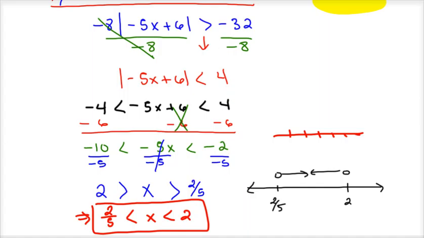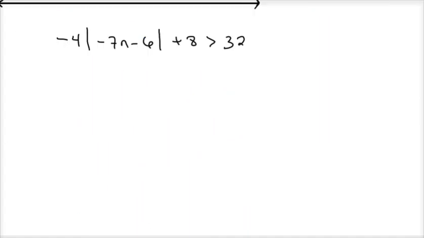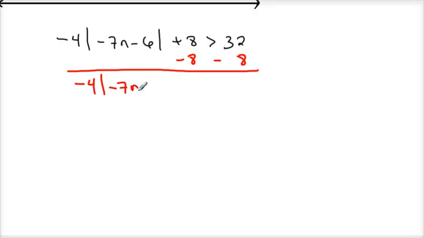All right, I believe I have one or two more examples. Here we have negative 4 times the absolute value of negative 7n minus 6, plus 8, greater than negative 32. Let's move through this one. Same as the last one, subtract 8 from both sides. So I got negative 4 times the absolute value of negative 7n minus 6 is greater than negative 32 minus 8, which is negative 40.